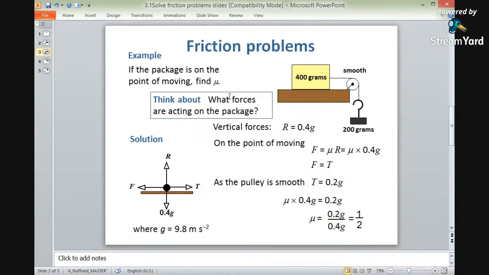So how much mu will be required in order to move this block? How much mu will be required? Mu will be required as 0.5. Okay, mu is equal to 0.5.